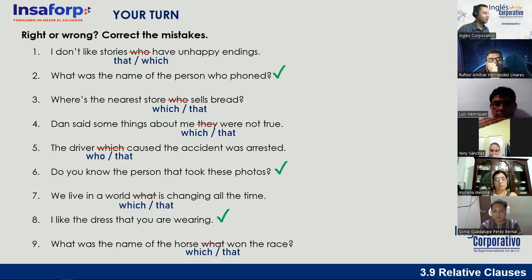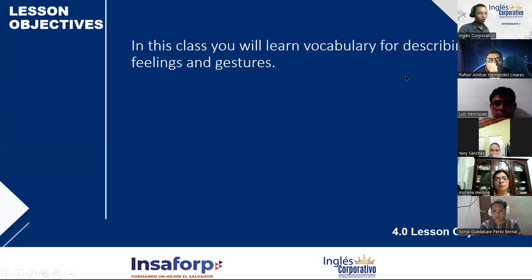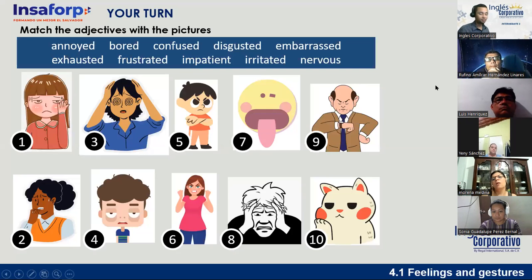Okay, that's enough. And now we have to get into section four of the platform. Okay, lesson objective 4.0. In this class, you will learn vocabulary for describing feelings and gestures. Okay, so some vocabulary for you right now. What is that? Take a look at this. Your turn. Match the adjectives with the pictures.